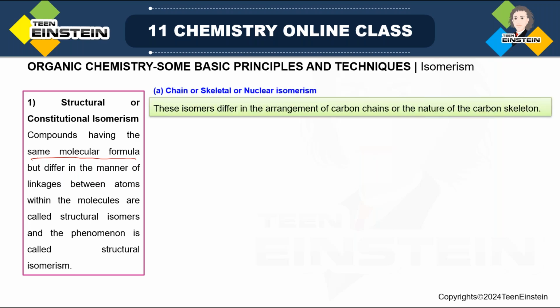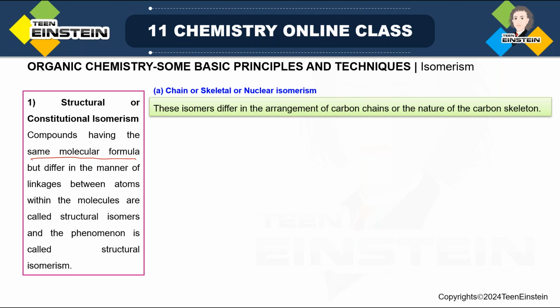The first type under structural or constitutional is chain isomerism. Now for chain, sometimes different terms are also used. So I have mentioned all the terms so that if you get any different terms in the question, you will be able to understand what it actually means. Mostly it will be mentioned as chain, but suppose instead of chain it is mentioned as skeletal isomerism, that is actually also chain isomerism, nothing different.